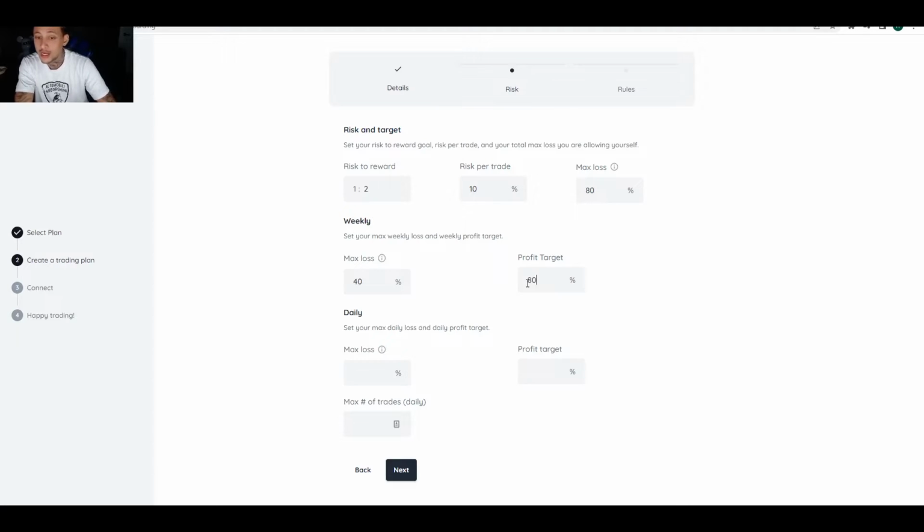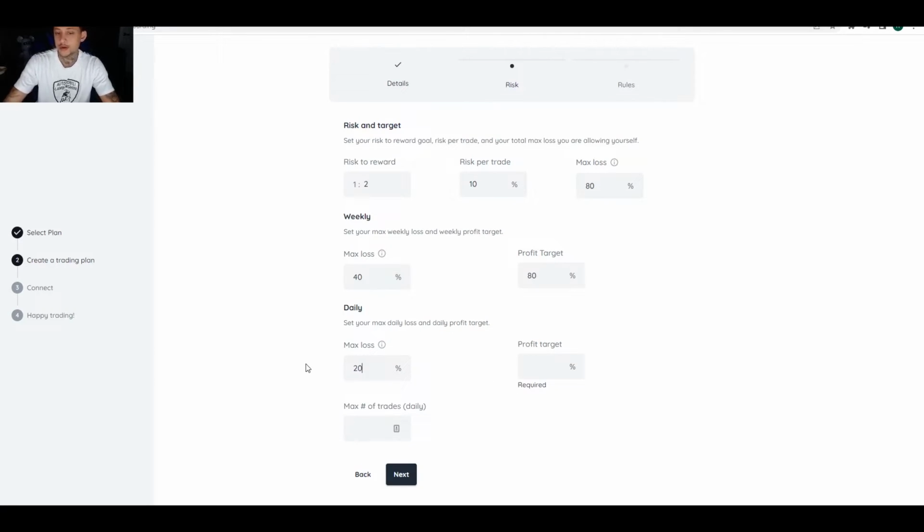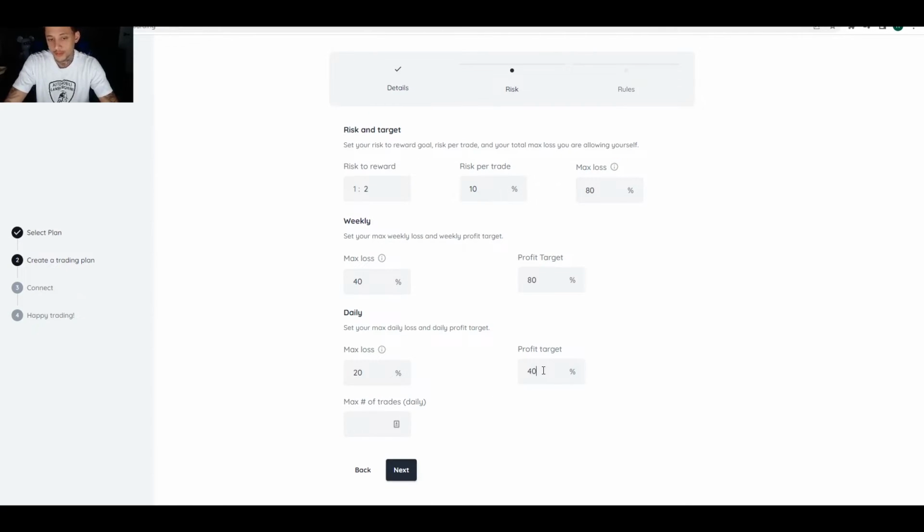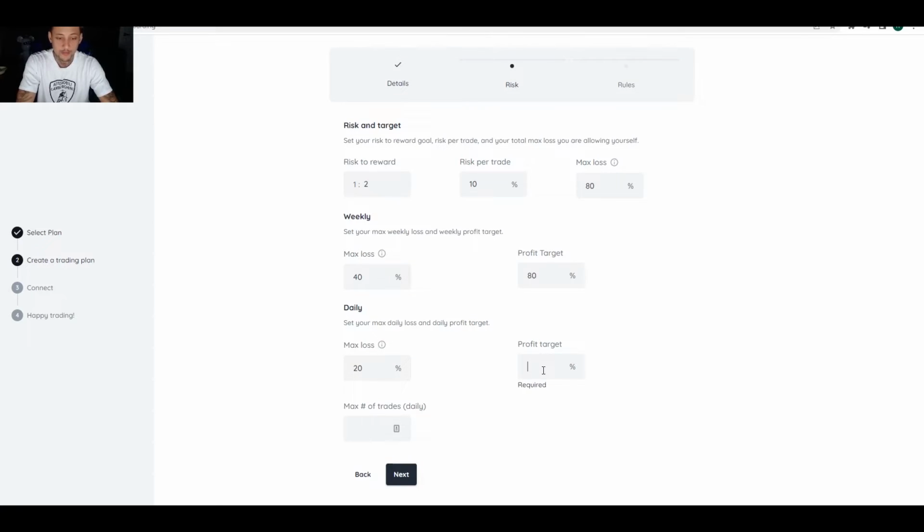So we're going to be looking to make 80% a week, right? Now, this is going to be on a daily basis. We're going to set my max daily loss and my max daily profit. So my max daily loss is going to be set at, let's call it 15%, or you know what, let's do 20%, right? And then my max profit target is going to be, let's call it my profit target on a daily basis. Let's not put 40%.